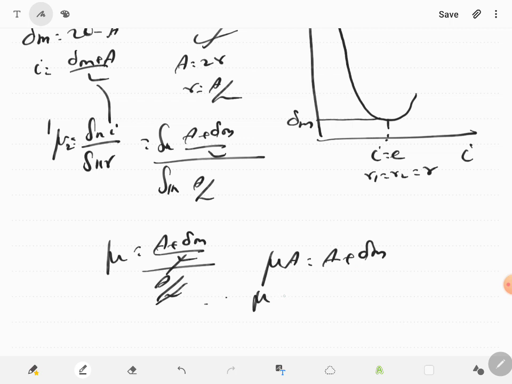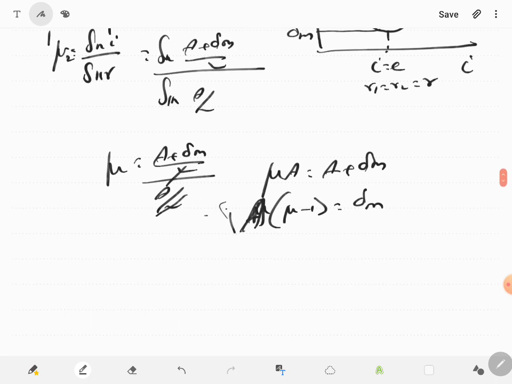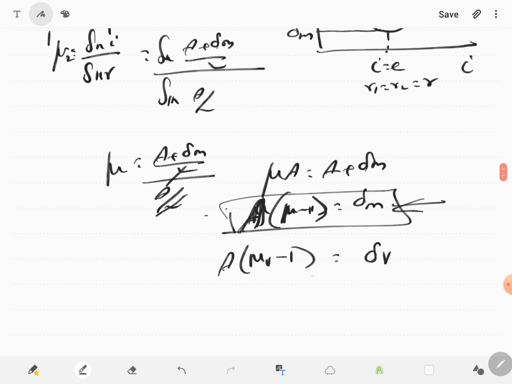So mu A is equal to A plus delta m, A into (mu minus 1) is equal to delta m. Thus, you get a new formula for minimum deviation: angle of the prism into (refractive index minus 1). And for violet light, it becomes A into (mu violet minus 1). For red light, the deviation will become A into (mu red minus 1).